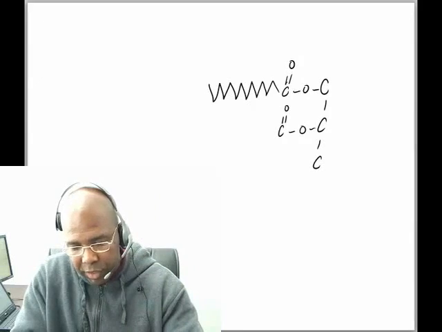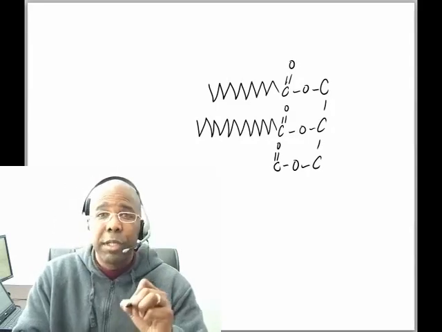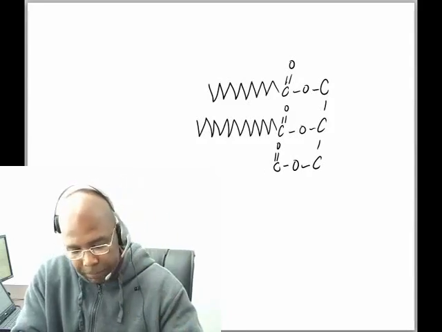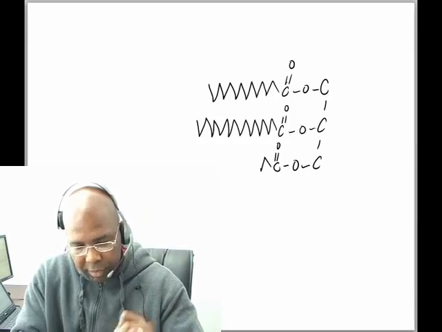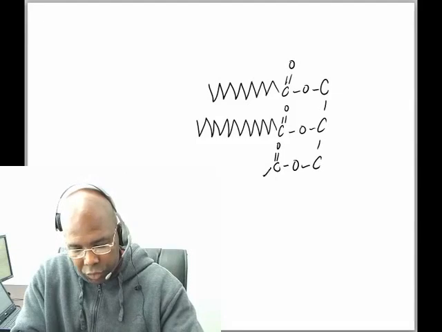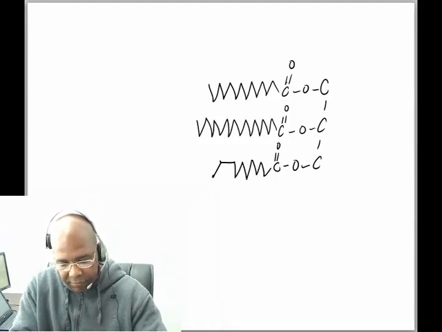Let's do stearic acid since we did it before. 2, 3, 4, 5, 6, 7, 8, 9, 10, 11, 12, 13, 14, 15, 16, 17, 18. And for our third one, let's put an unsaturated fatty acid. Let's do palmitoleic. 2, 3, 4, 5, 6, 7, 8, 9, 10, 11, 12, 13, 14, 15, 16.